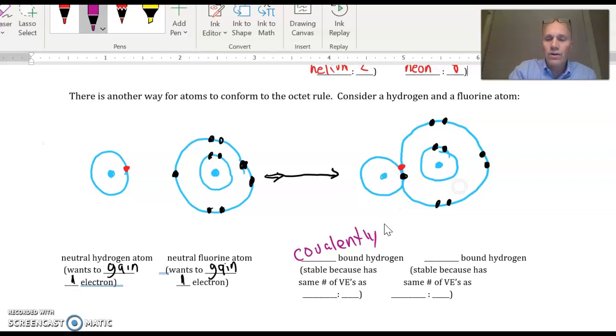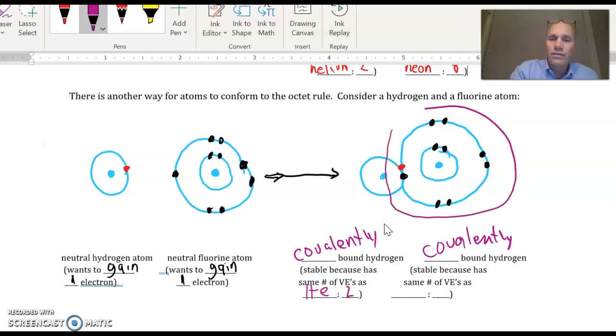So over here we've got that fluorine, and this is a covalently bound fluorine. Focusing on the hydrogen right here, it's got the same number of valence electrons as helium, which is 2. But if we do that same little trick with fluorine right here, you would see that it has the exact same number of electrons as neon, which is 8.